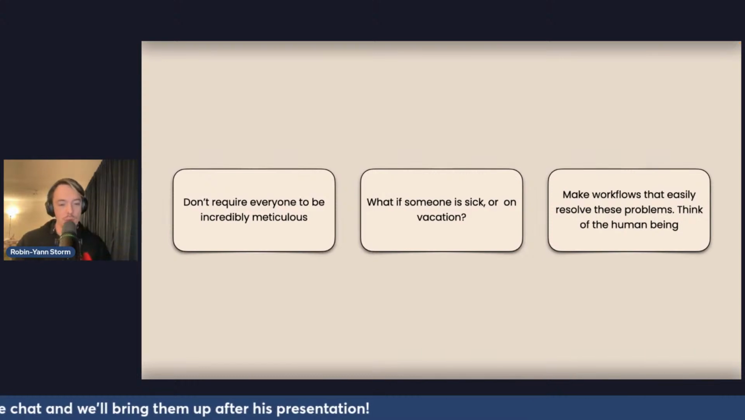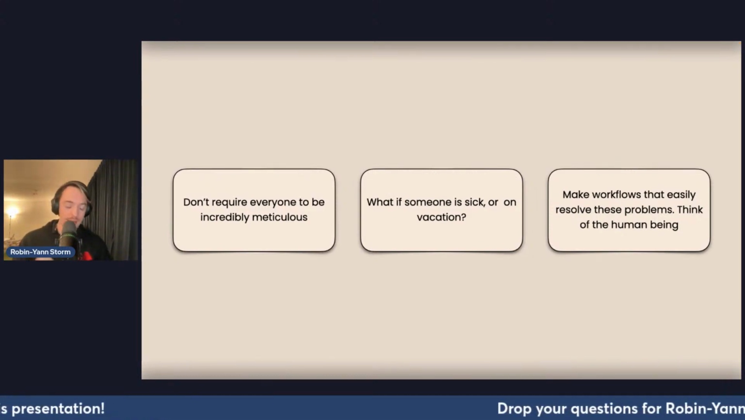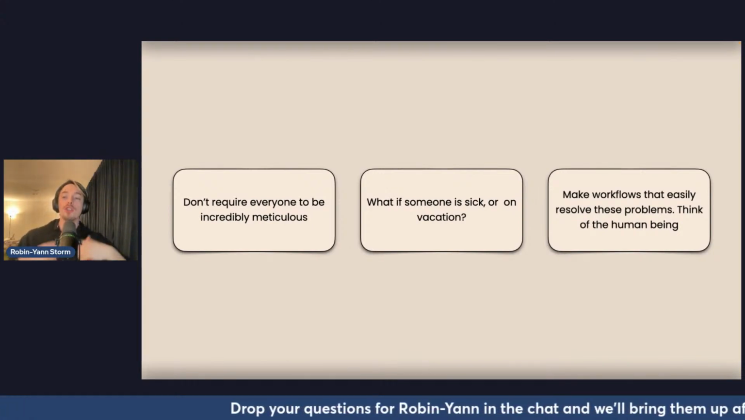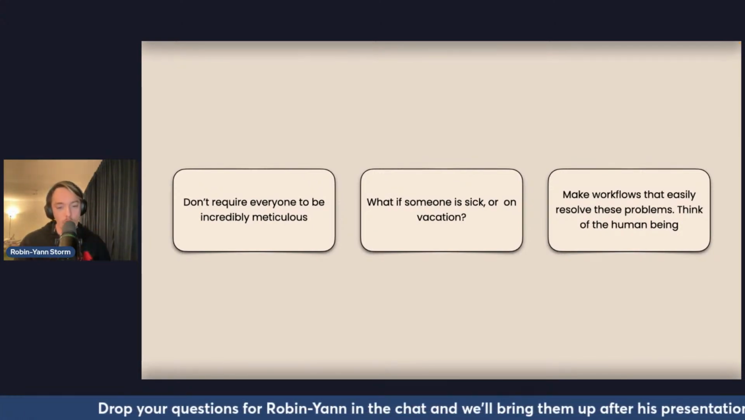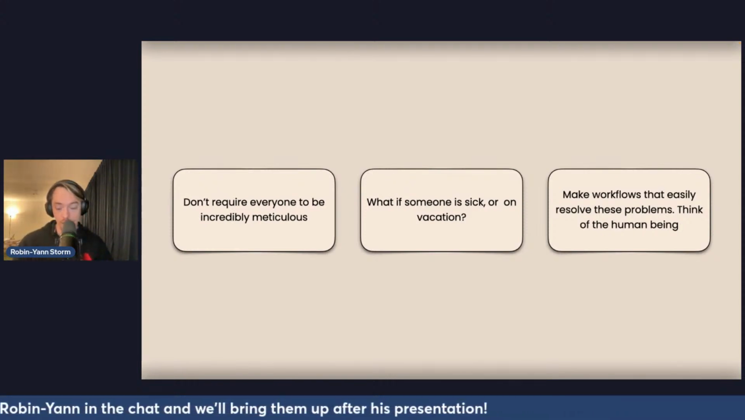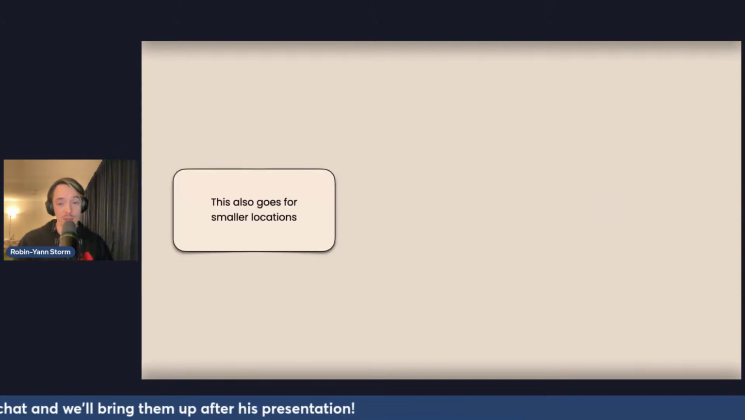Think of the human being. What would a human being do in these cases? Because we're not perfect. Don't try and make human beings perfect. It's not going to work out. We all have issues here and there. Try and work with people. Try and figure out what we can do to resolve these issues when they pop up, because it's when, not if.